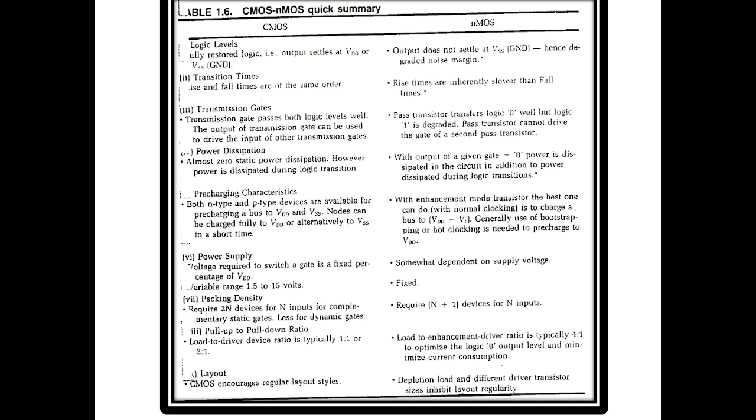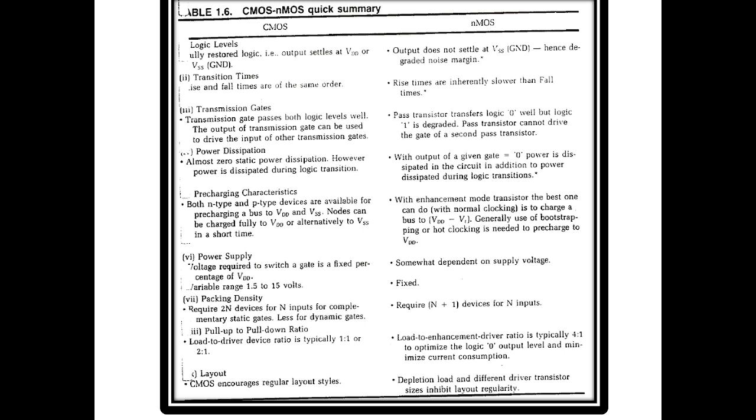Next, when we see about the power dissipation in CMOS, almost zero static power dissipation. However, power is dissipated during the logic transition. But in the case of NMOS, with the output of a given gate being 0, power is dissipated in the circuit in addition to the power dissipated during the logic transition. Hence here in NMOS the power dissipation is more.